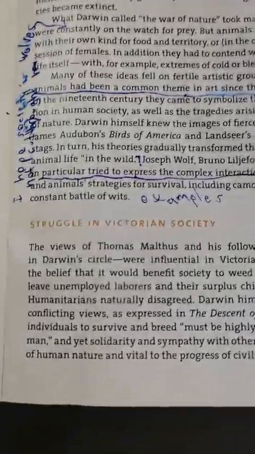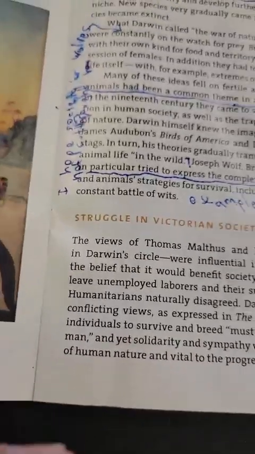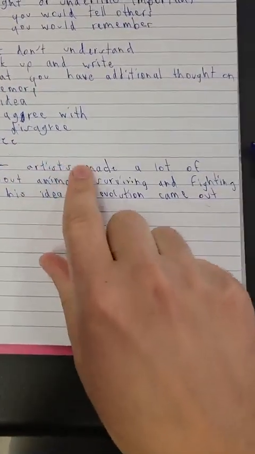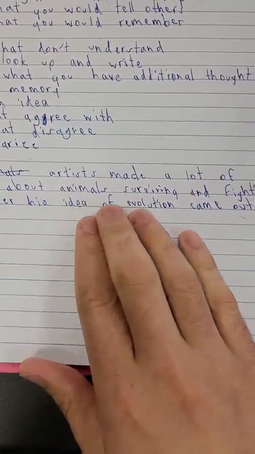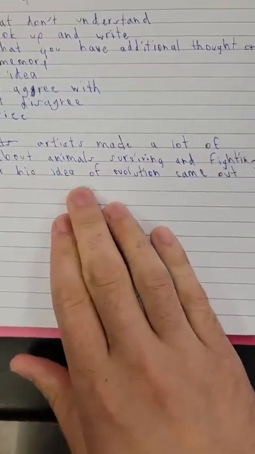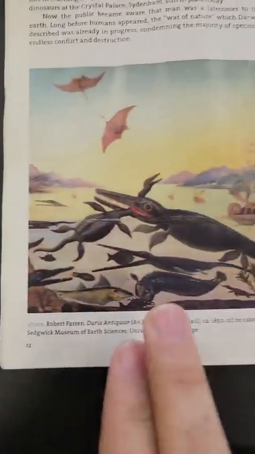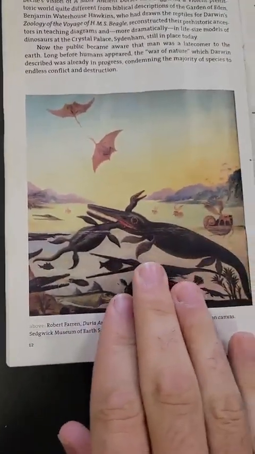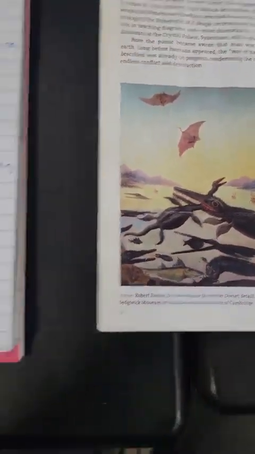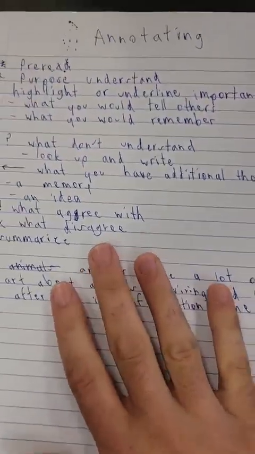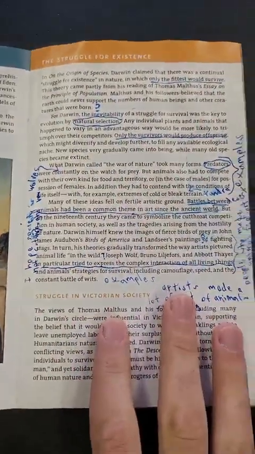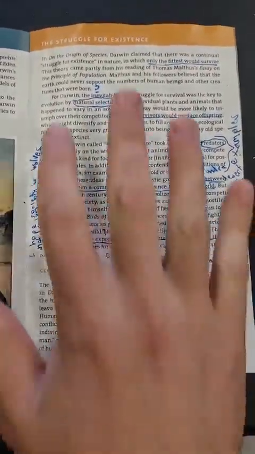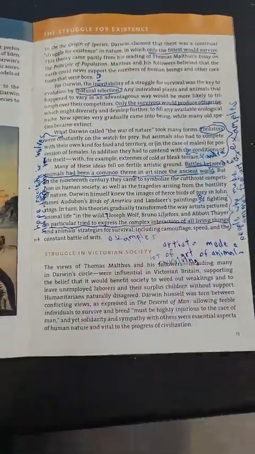Very good. And last but not least, let's provide a summary. Artists made a lot of art about animals surviving and fighting after his idea of evolution came out, such as this one right here, because that's what evolution is, how animals fight and try to survive. And that is annotating and paying attention to the reading. And this is what I want you to do whenever I ask you to annotate a work, okay? All right then.